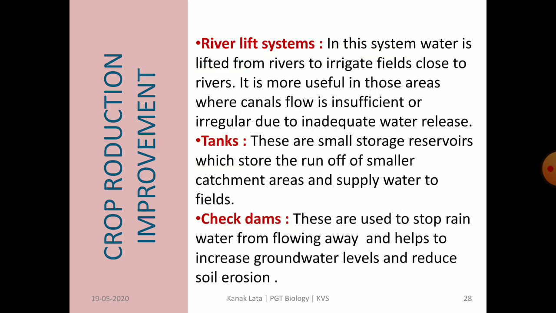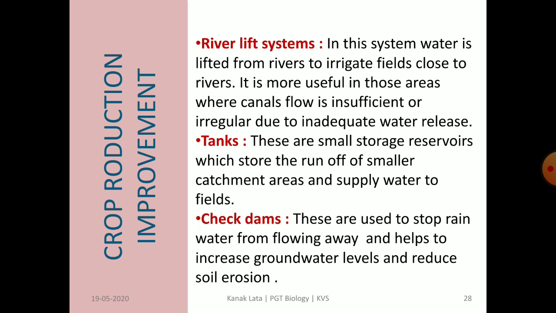Now let us see what is river lift system. In this, water is lifted from rivers to irrigate those crop fields which are very close to rivers. It is more useful in those areas where canal flow is insufficient or irregular due to inadequate water release. Next one is tank. In this method, water is stored in a small reservoir from a small catchment area and can be further used to irrigate crop field.